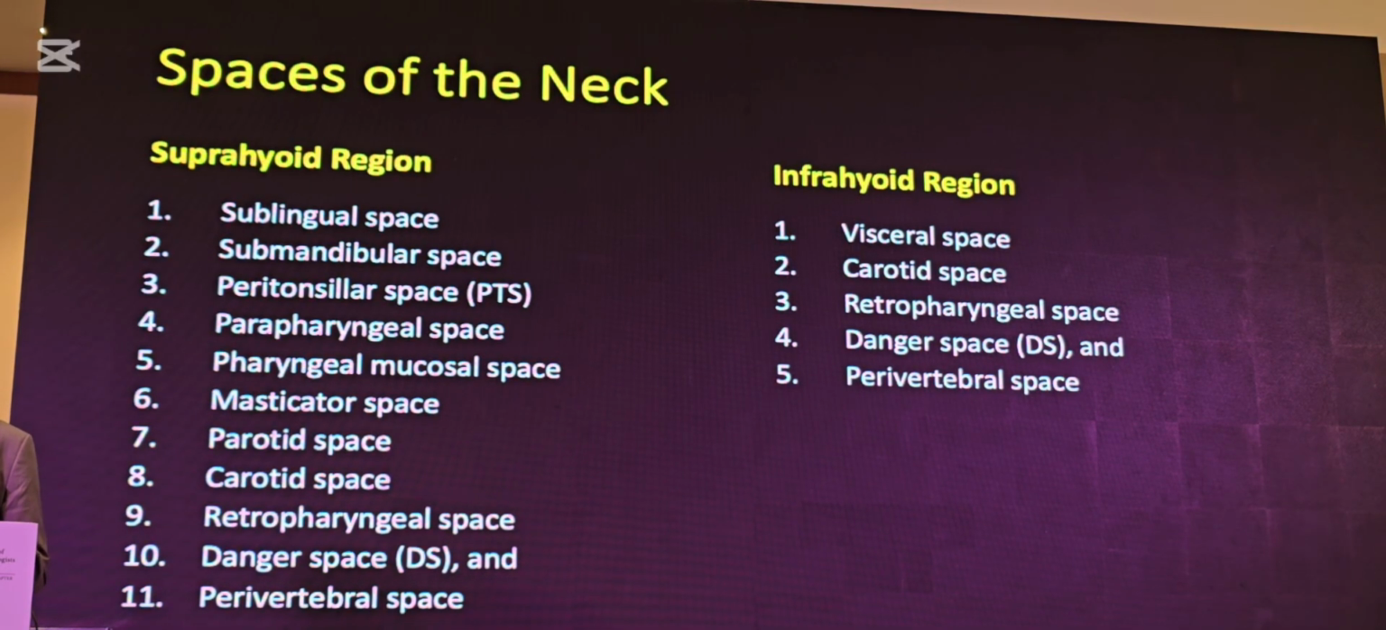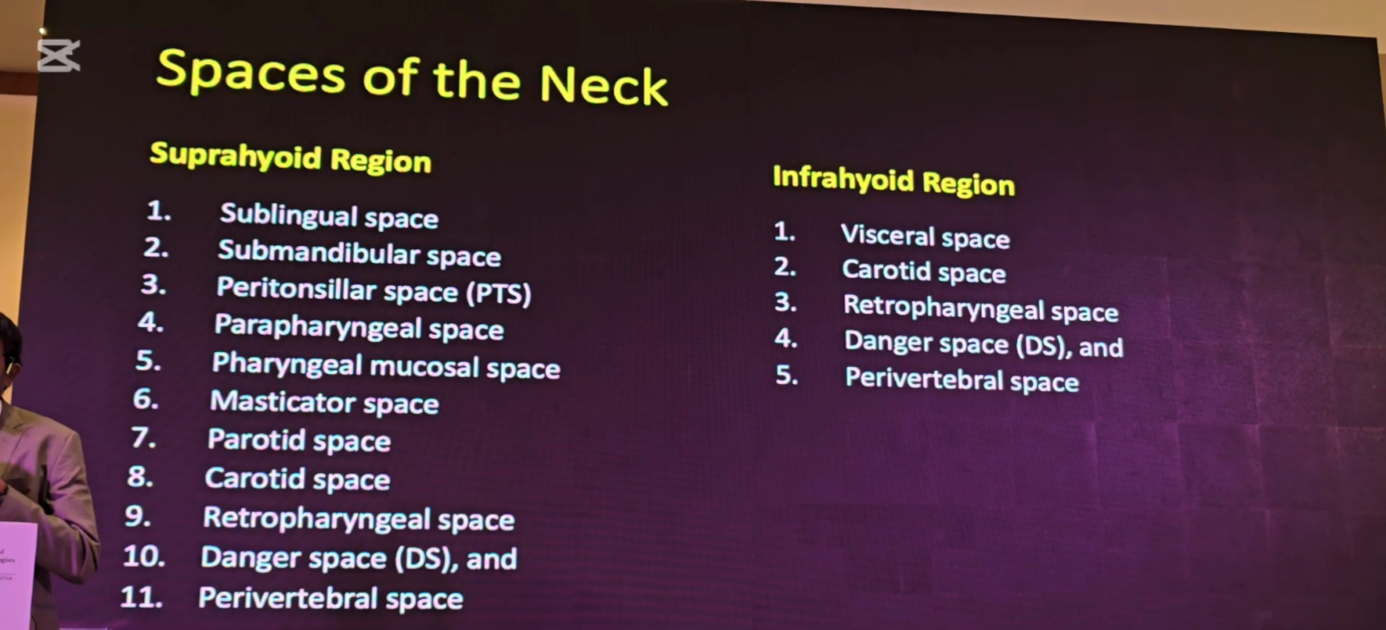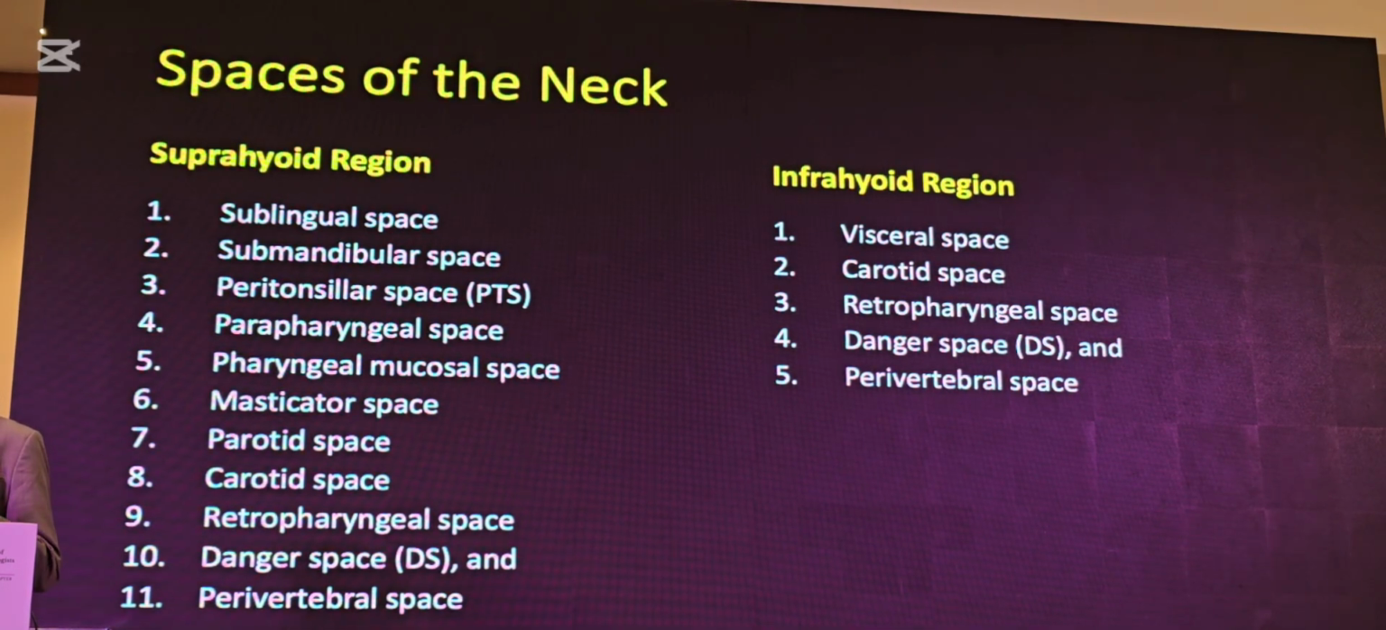Again, I am repeating. Infrahyoid, mainly the visceral compartment, the cartilage, thyroid cartilage, larynx, trachea, and the carotid space. Carotid space is again suprahyoid and infrahyoid, and then retropharyngeal space, danger space, and perivertebral space.